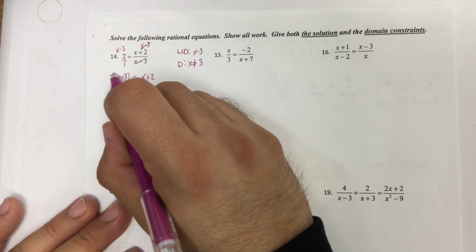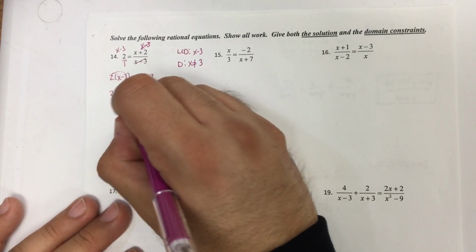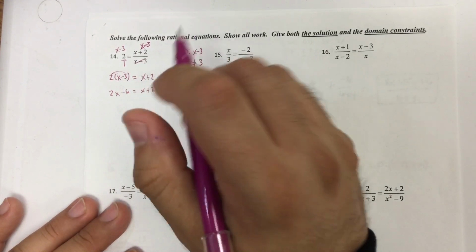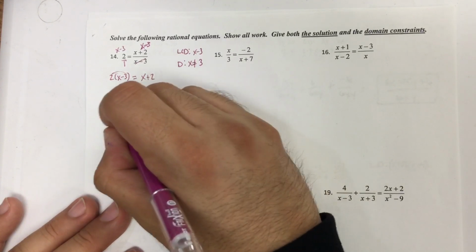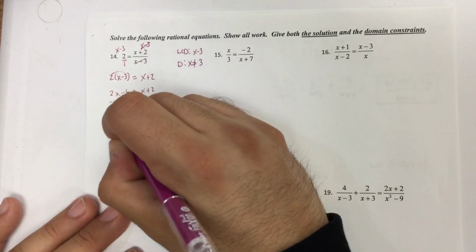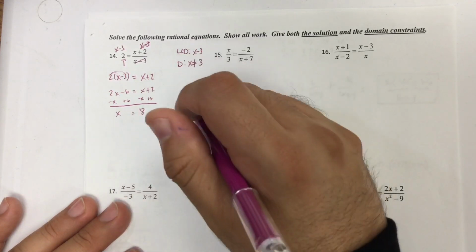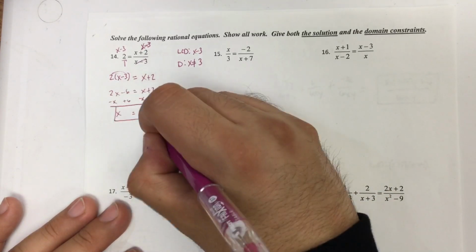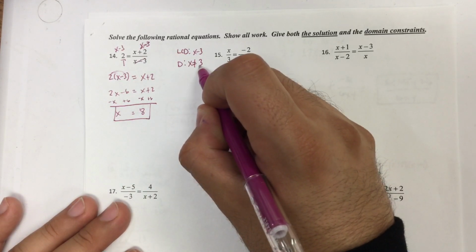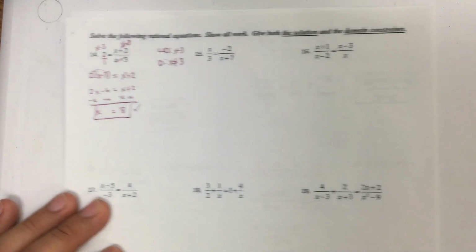So I'm going to distribute this, so 2x minus 6 equals x plus 2. I'm going to subtract the x here, which leaves me with x. I'm going to add the 6 here, which leaves me with 8. So x equals 8. Check your domain restriction. x cannot equal 3. It does not, so that answer is good.